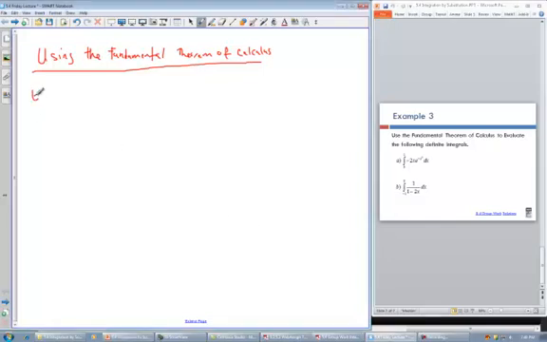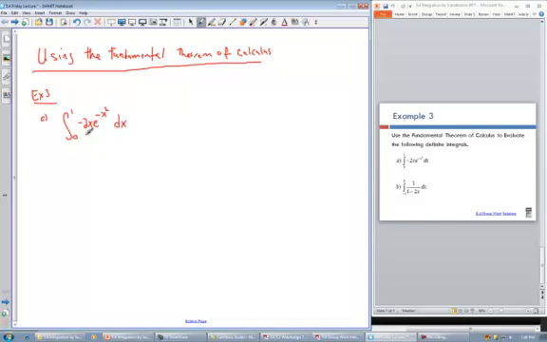I'm going to call this example 3. Let's continue on with the last lecture. The fundamental theorem of calculus to evaluate the following definite integrals. And that should not be capitalized, but it is. So part A, this is the integral from 0 to 1 of minus 2x e to the minus x squared dx.